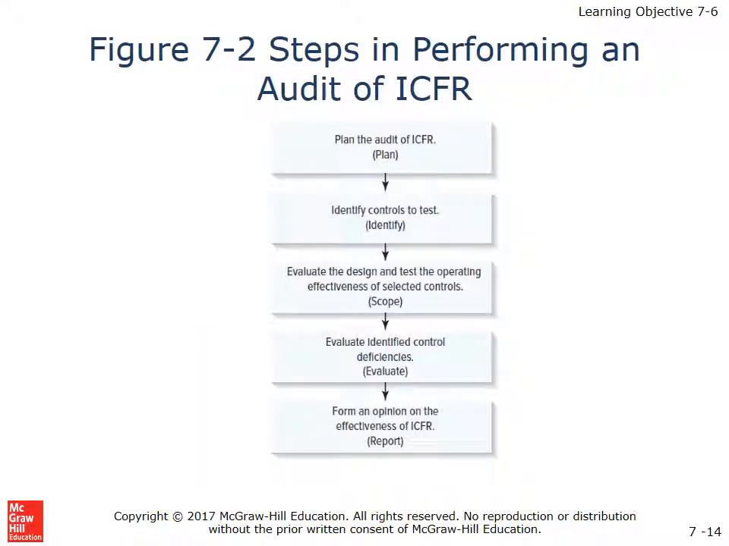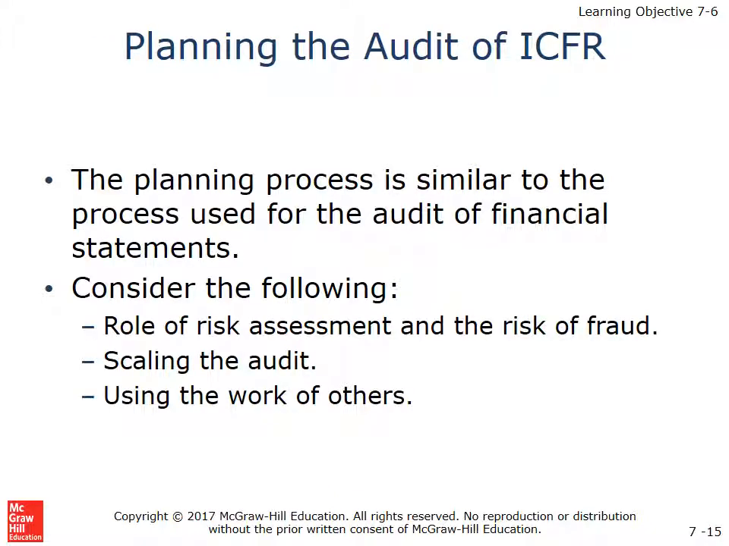So when we're starting to develop our plan for performing an audit, we plan the audit, of course, for the internal control over financial reporting, identify tests to look at the controls, and identify the controls we would like to test, evaluate the design, and test the operating effectiveness of selected controls, then evaluate how effective they are, I should say, and then form an opinion on the effectiveness. So that's the flow chart. That's what the auditor is looking at. That's the big picture.